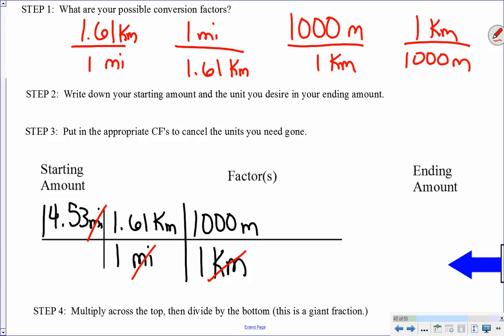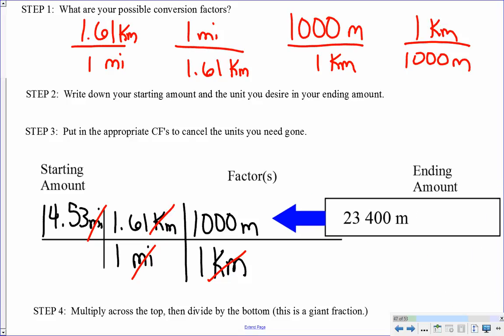Kilometers cancel. And then when I do my math for this, 23,400 meters with appropriate sig figs.